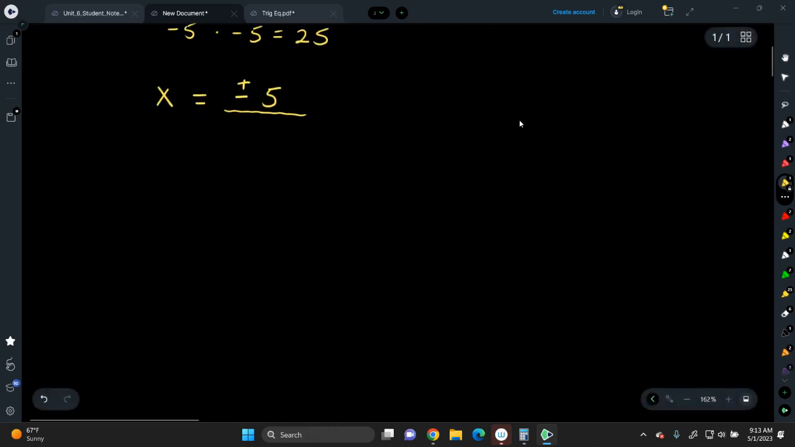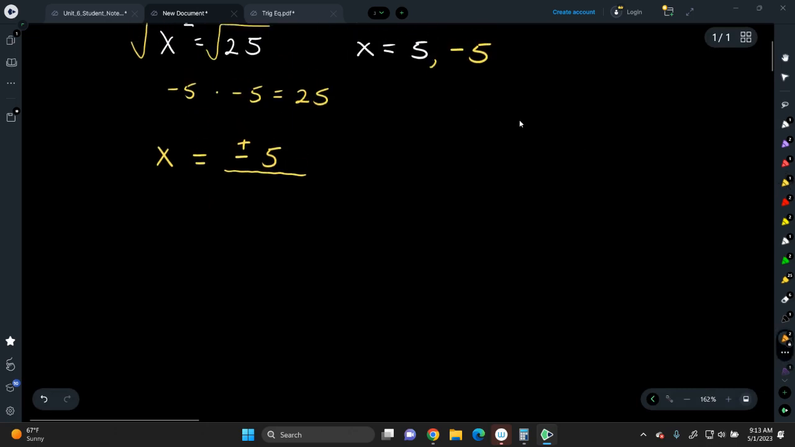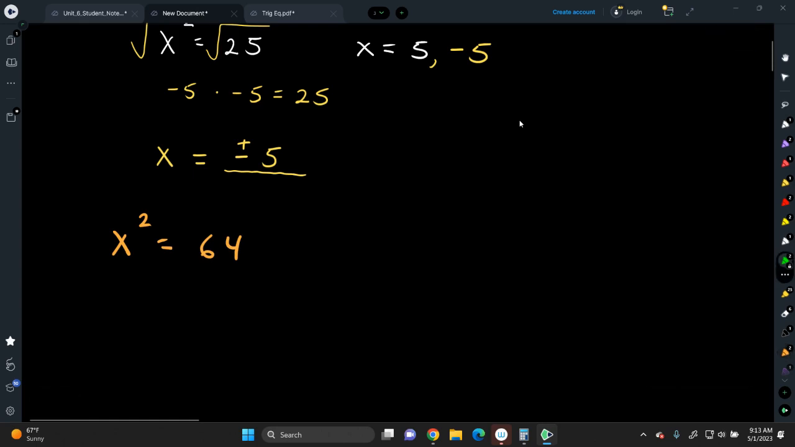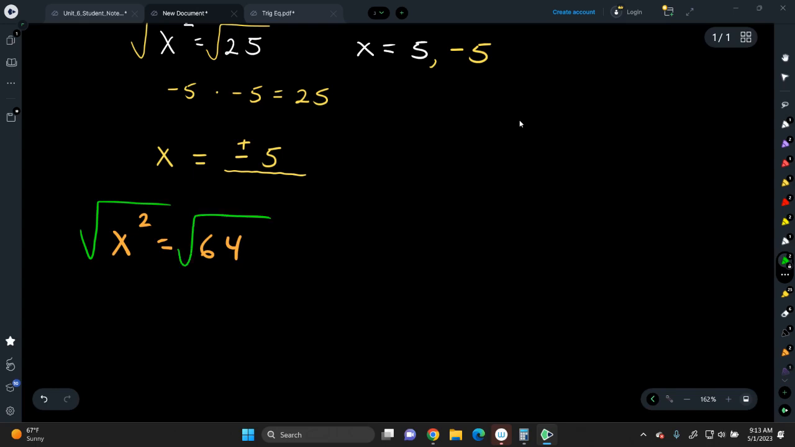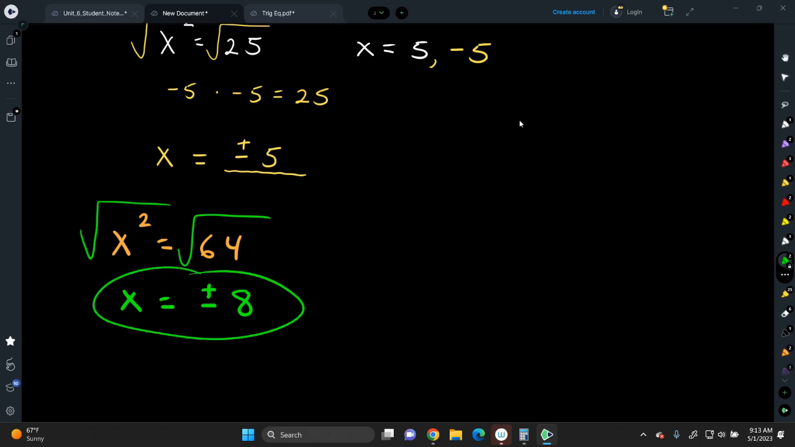Okay. How about this one? x squared equals 64. In order to solve this, we're going to take the square root of both sides. So that gives me x equals, almost, plus or minus 8. Yes, plus or minus 8. Okay.